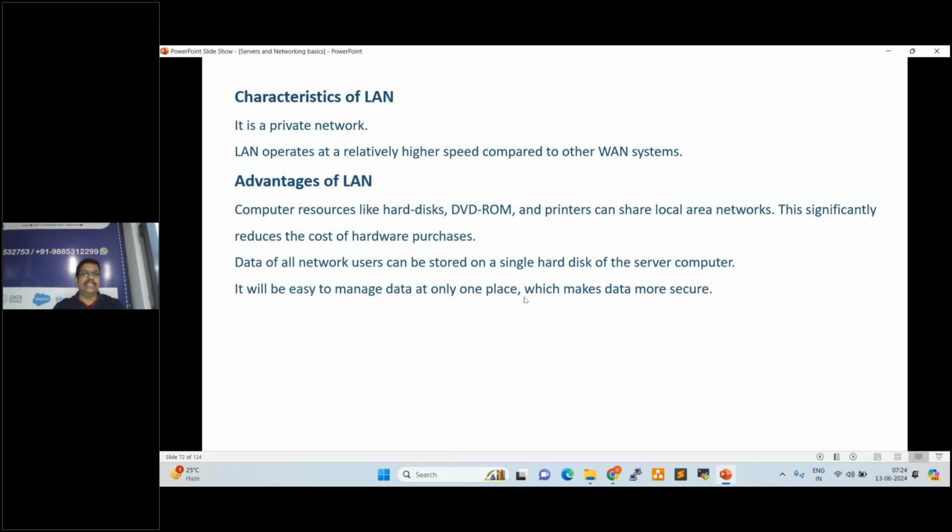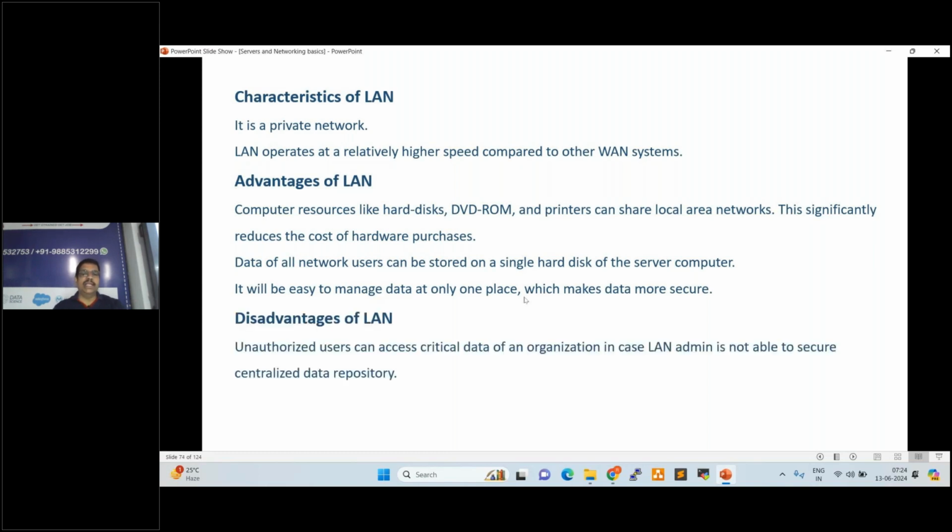Okay. Disadvantage of LAN. Unauthorized users can access critical data of an organization in case the LAN admin is not able to secure the centralized data repository. So if the LAN admin is not capable, definitely hackers will enter into the network. So unauthorized users can access critical data, right? So this is a LAN.